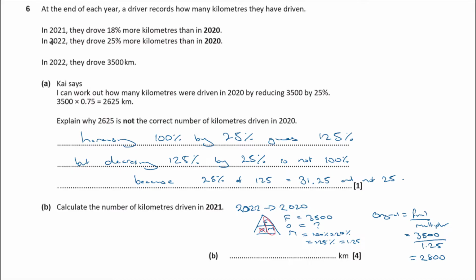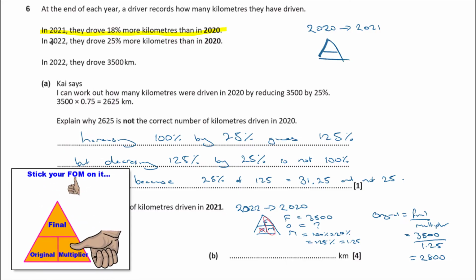So if I then, I'm going to use this space up here, calculate from 2020 to 2021, that's like this bit of information here, isn't it? Then again, final original multiplier. What have we got going on here? So final original multiplier. The original then is the 2,800 that we just calculated.